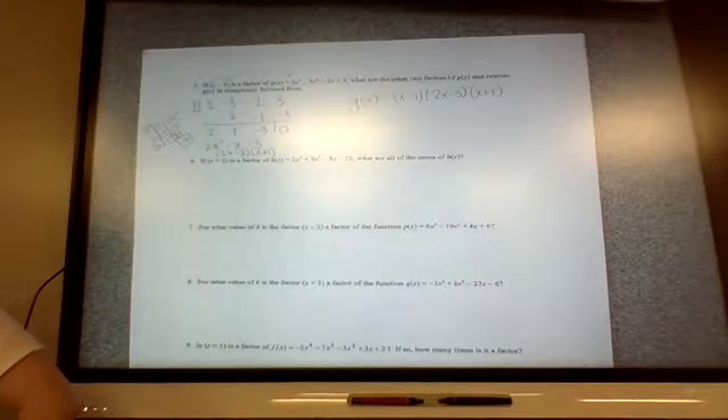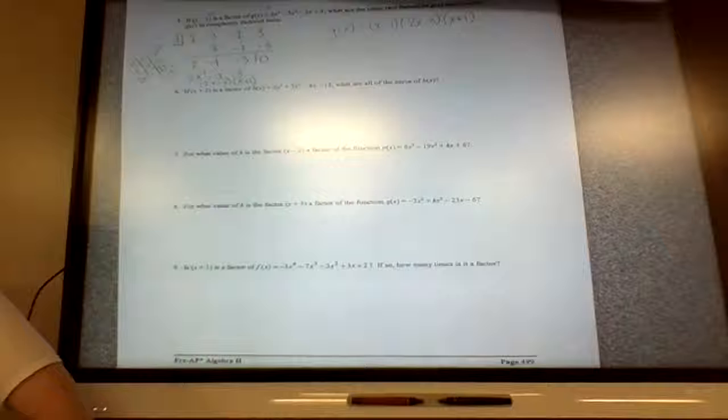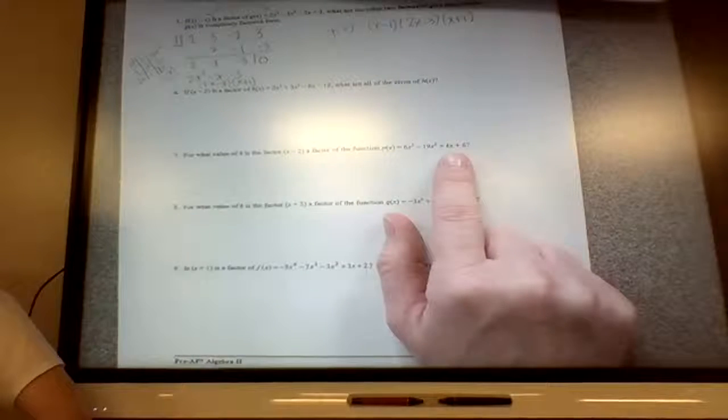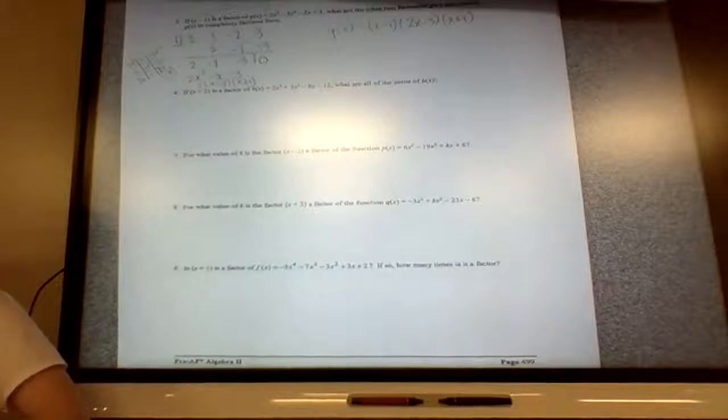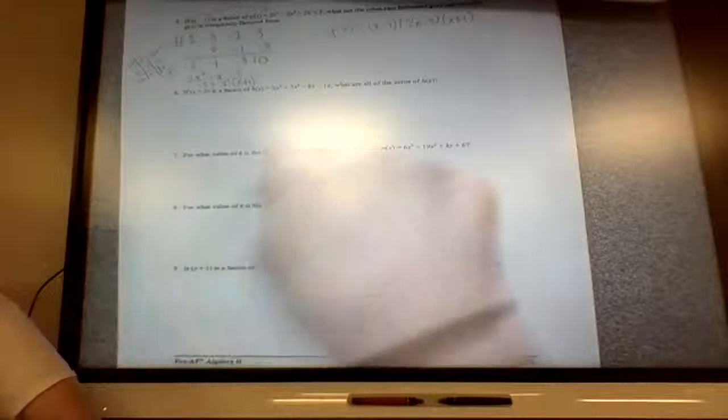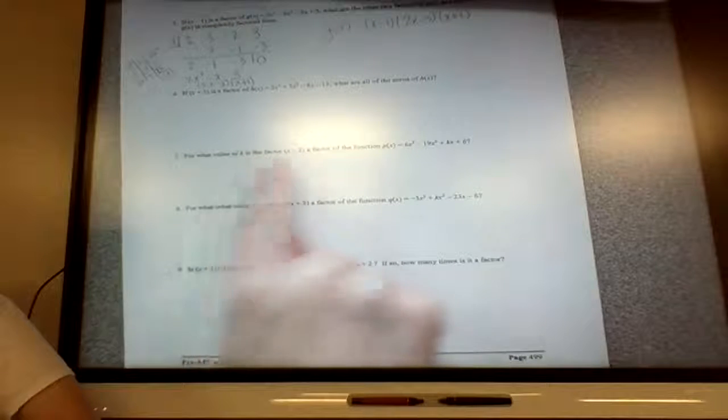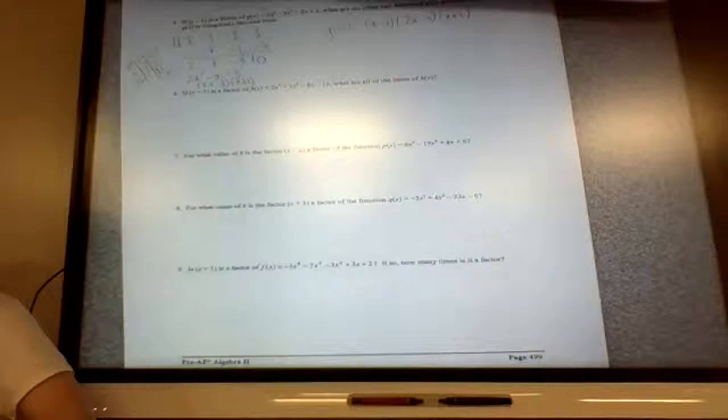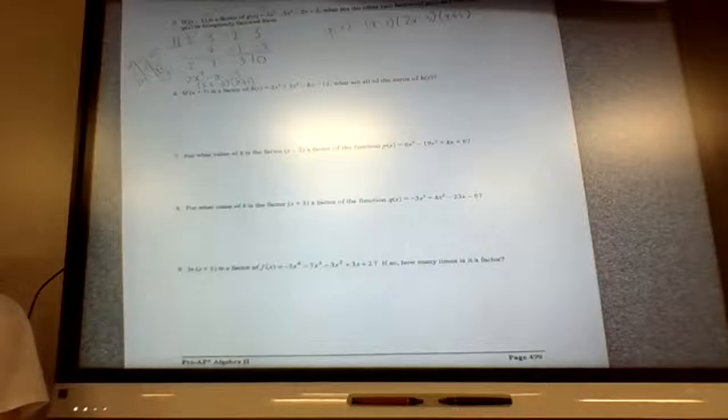We're going to look at number 7. Number 7 says, for what value of k is the factor x minus 2 a factor of the function p of x? And you notice p of x has a k in it. We've actually done these problems before, but he explicitly told you what the remainder was going to be. This time he just says, what does k have to be in order for it to be a factor? Well, in order for it to be a factor, what does the remainder have to be? 0.